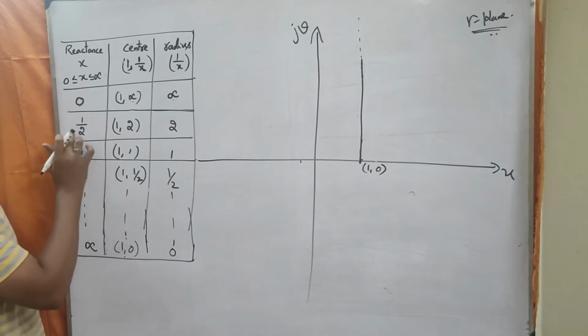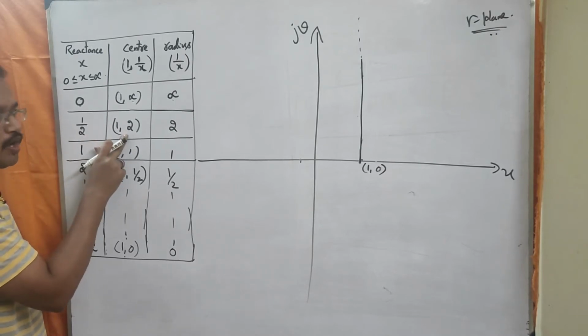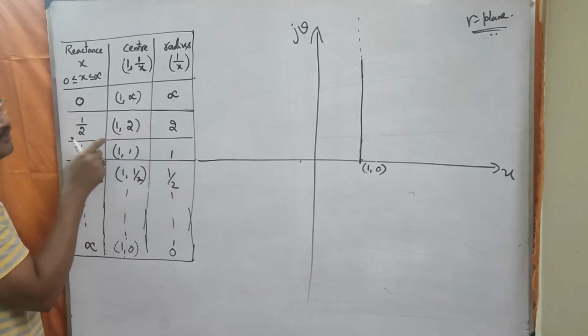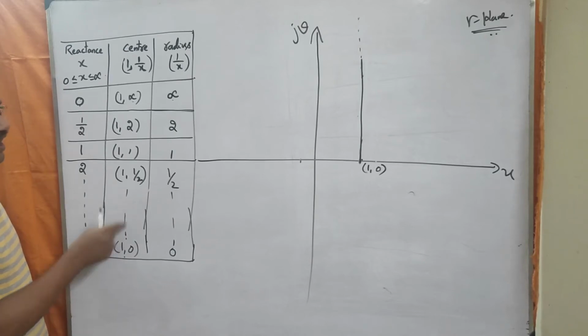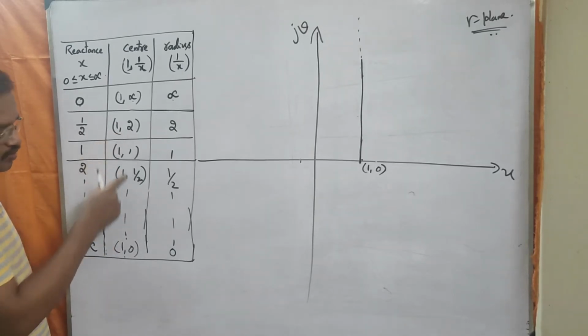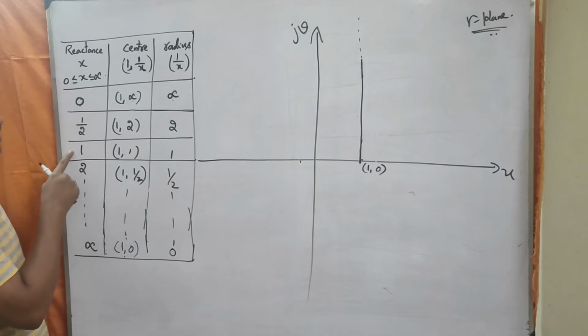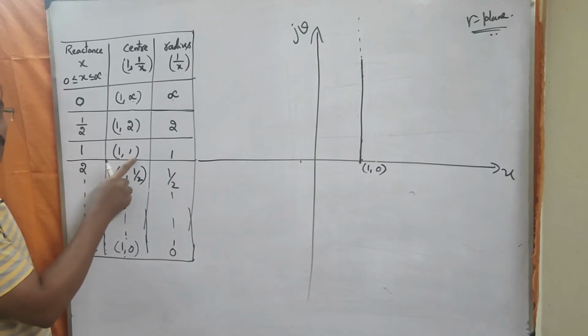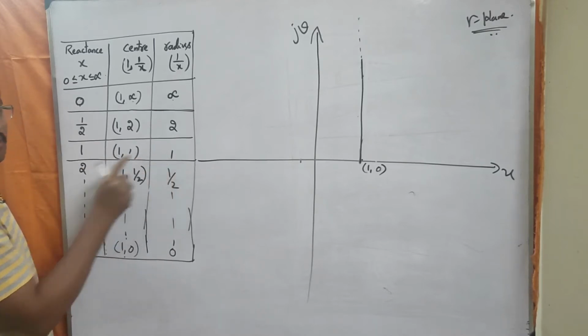If you consider the x is equal to 1 by 2 circle, its center is 1 comma 2 and the radius is 2. The distance from 1 comma 2 to 1 comma 0 is nothing but 2 units. So I can consider the distance from 1 comma 2 to 1 comma 0 as the radius of the x is equal to 1 by 2 circle. Similarly, for the x is equal to 1 circle, its center is 1 comma 1, the distance from 1 comma 1 to 1 comma 0 is 1, and its radius is also 1.